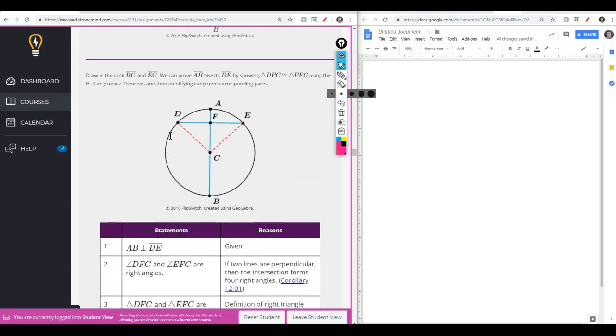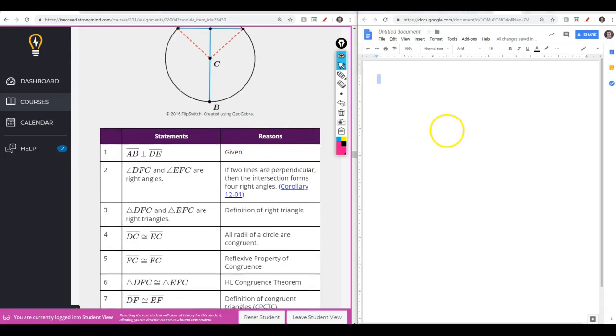The first one that I'm looking for is one that starts off with them being perpendicular, and we can prove that segment AB bisects segment DE. The reason I was looking for starting off with perpendicular is because that's what we were given in our question, and they want us to prove that these segments bisect each other. So I'm going to just list off the reasons.